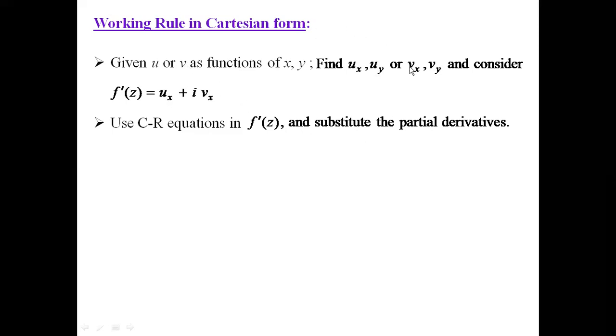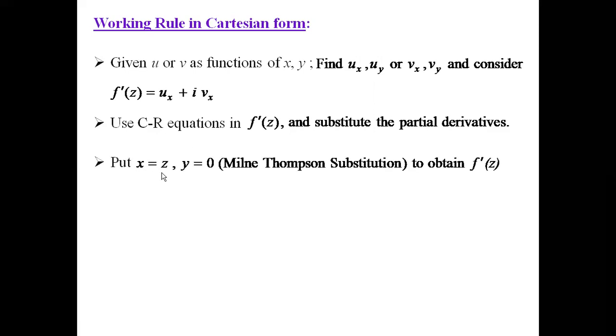Similarly, the other way, when v is given, we can find out vx, vy. And since vx will be known for us and ux will not be known, we use CR equations to change ux is equal to vy. And then we will be able to substitute the partial derivatives. So that is how the CR equations come into place.